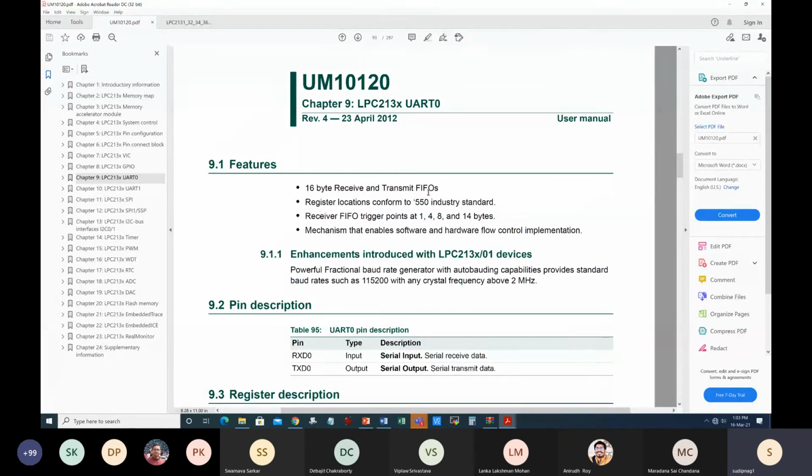As you can see, there are 32 registers actually, 16 for transmit, 16 for receive, and then receive FIFO trigger points. That means you can generate an interrupt after 1 byte reception, or after 4 byte reception, or 8 or 14, or even after 16 also. I think after 16, obviously it will generate a flag indication. It indicates to the microcontroller through some flag or interrupt that your FIFO is full or empty.